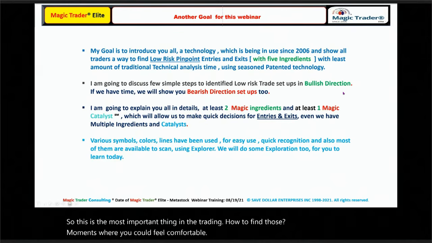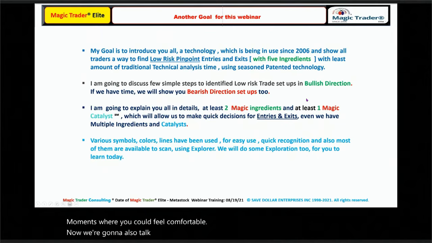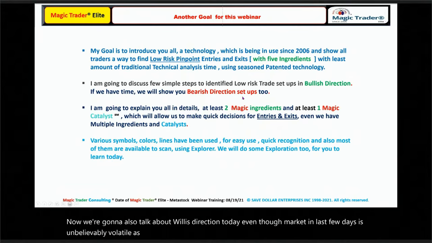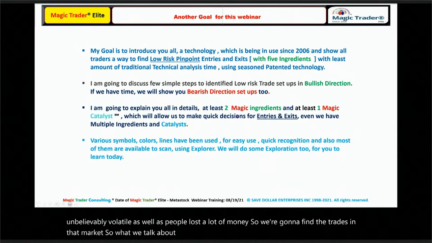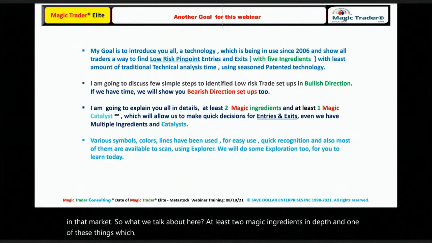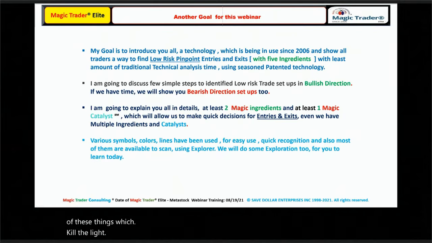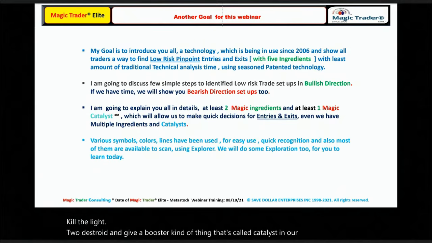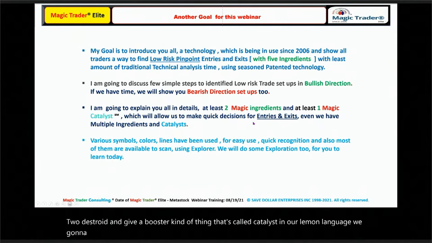Now we're also going to talk about the bullish direction today. Even though the market in the last few days has been unbelievably volatile, and people lost a lot of money, we're going to find the trades in that market. What we talk about here is at least two magic ingredients, and one of these things gives the light to this trade and gives a booster kind of thing. That's called a catalyst in our layman language. We're going to find those and we're going to use them today.